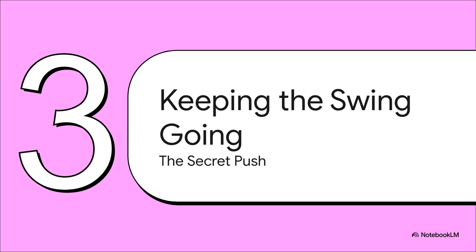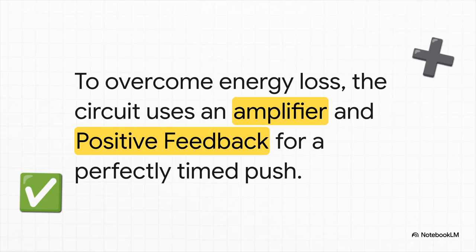So how does the circuit fix this problem? How does it keep that swing going forever? Well, it needs a secret weapon, a perfectly timed push. And this is where the real genius of the oscillator circuit shines through. It uses an amplifier and this really clever technique called positive feedback. This is how it gives itself that tiny, perfectly timed push on every single cycle. It's just enough to cancel out the energy lost to resistance.